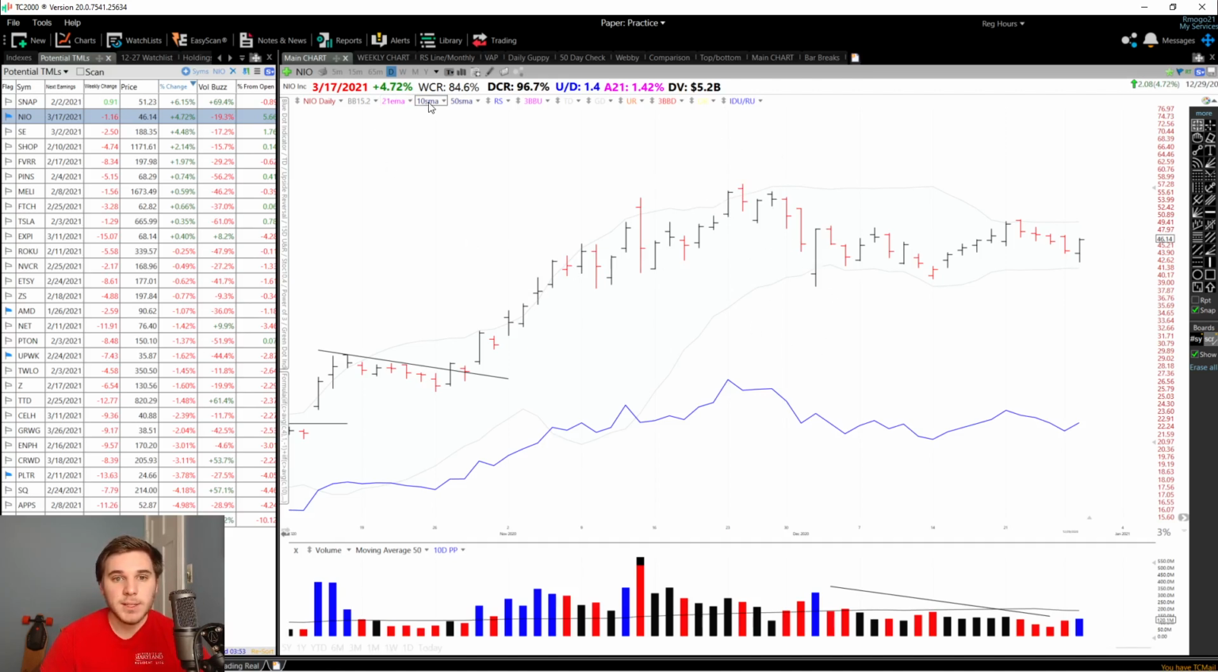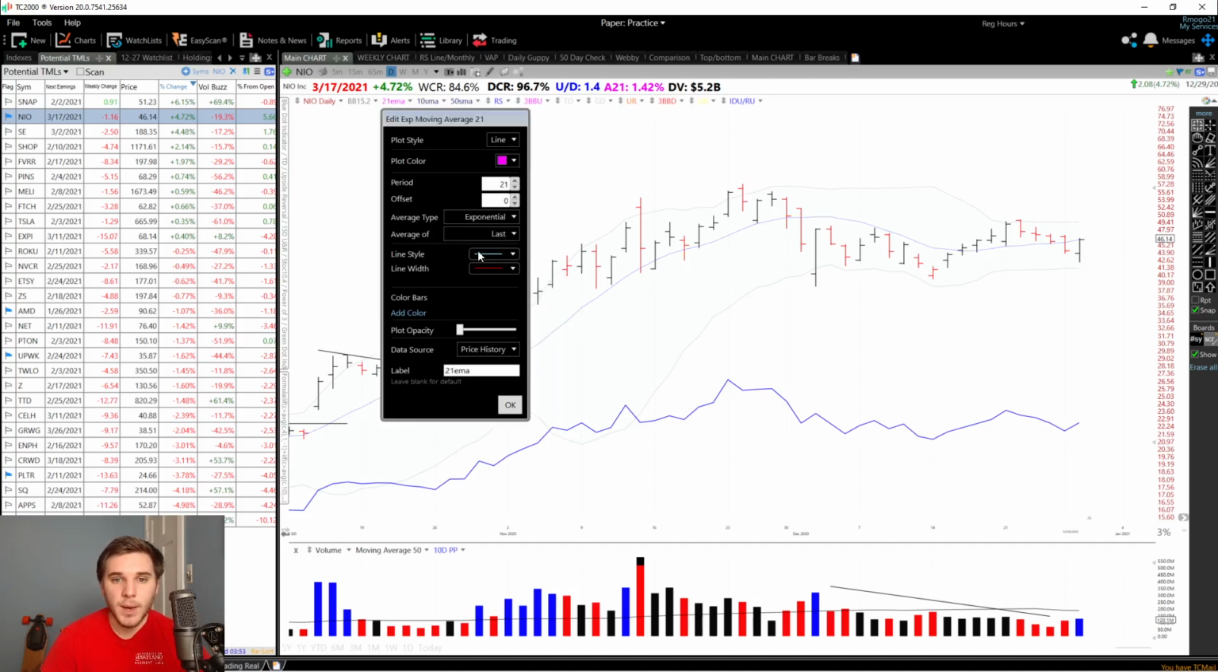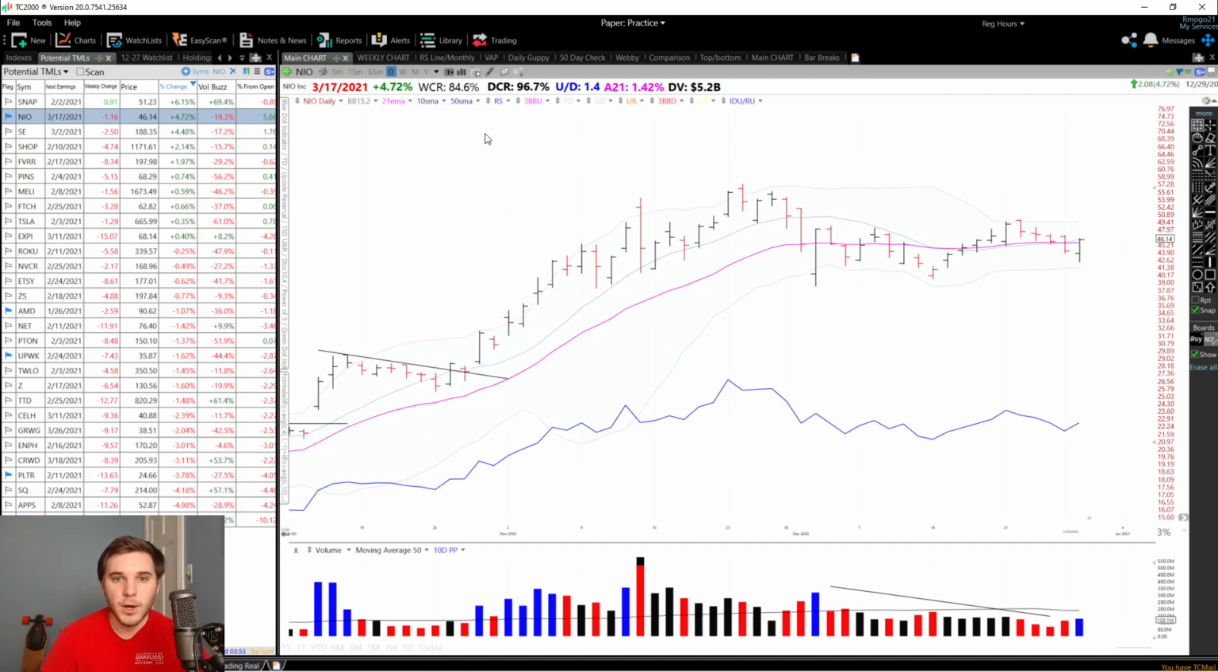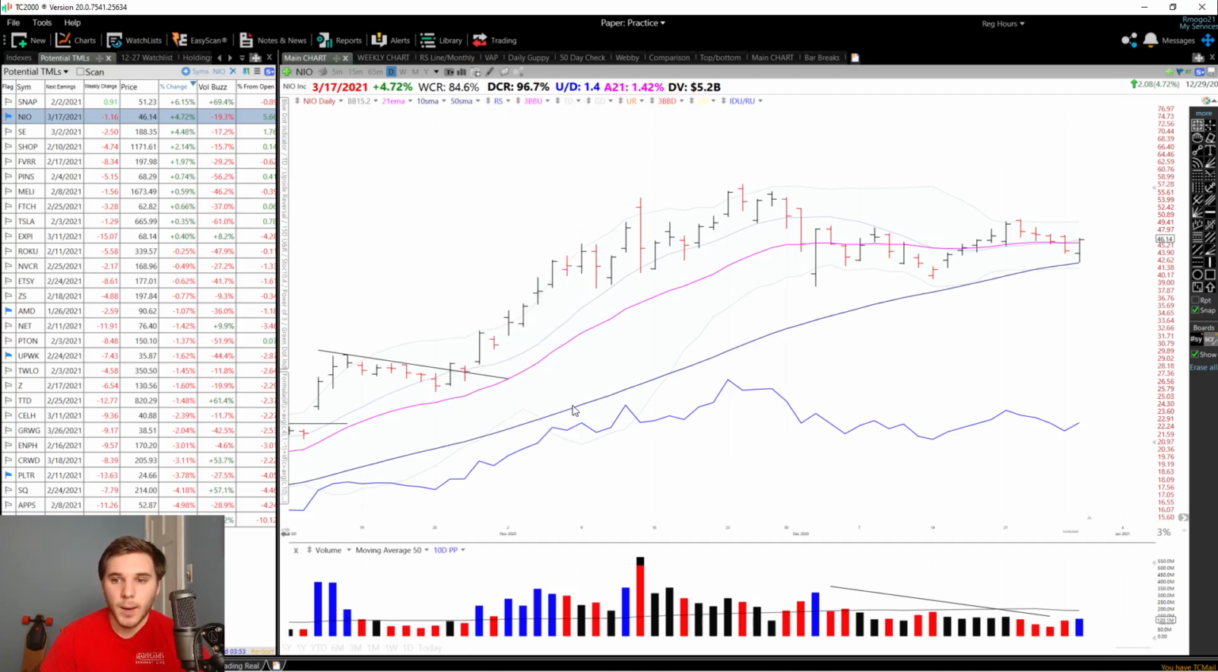So next up, we've got the 3 moving averages. So let me make those apparent on the screen. I use the 10-day simple, the 21 EMA, and also the 50 SMA as well. So the 10-day is just a good gauge of short-term trend.